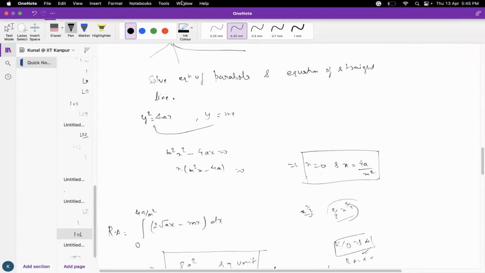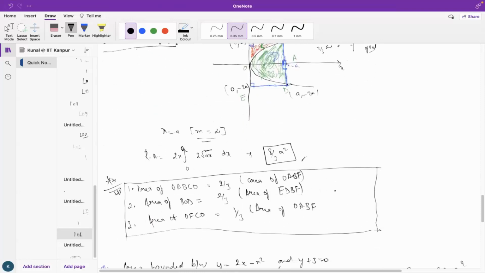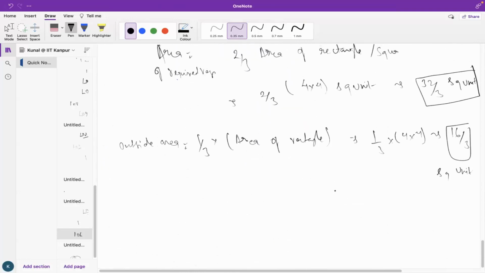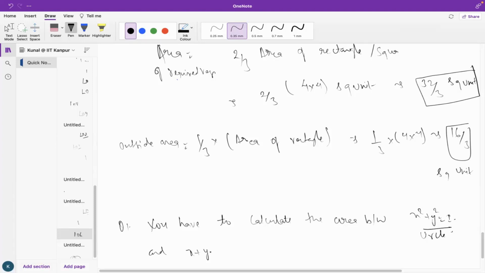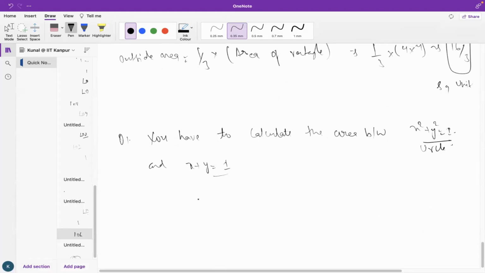So let me tell you one more example. The next problem is you have to calculate the area between x square plus y square equal to 1. You all know that this is the equation of a circle, and x plus y is equal to 1. This is a straight line, right? So let me try to solve it.